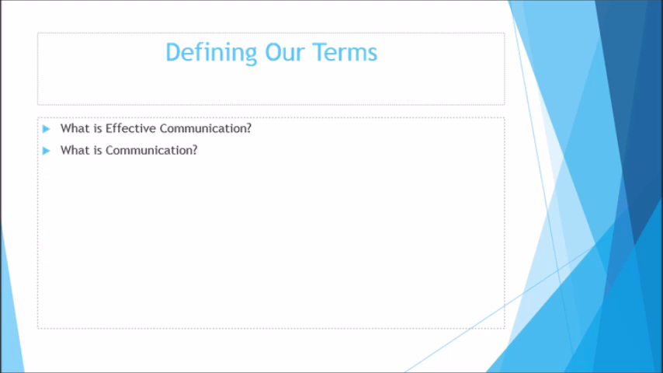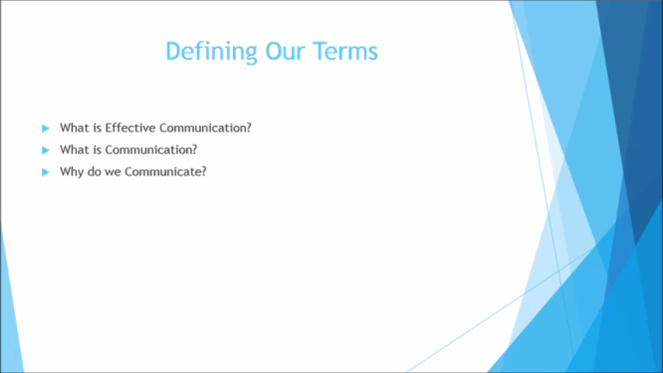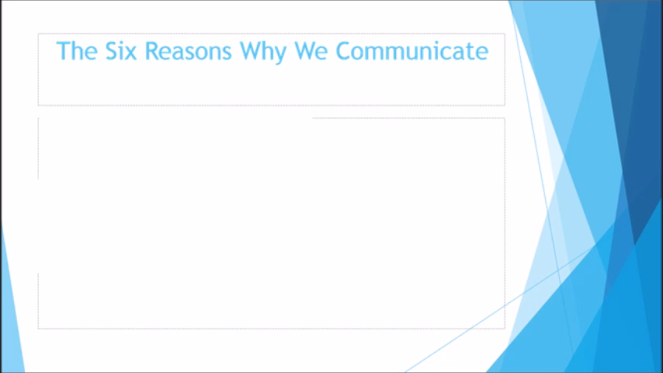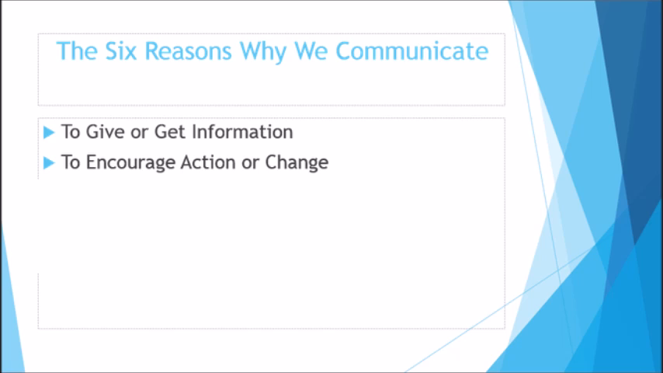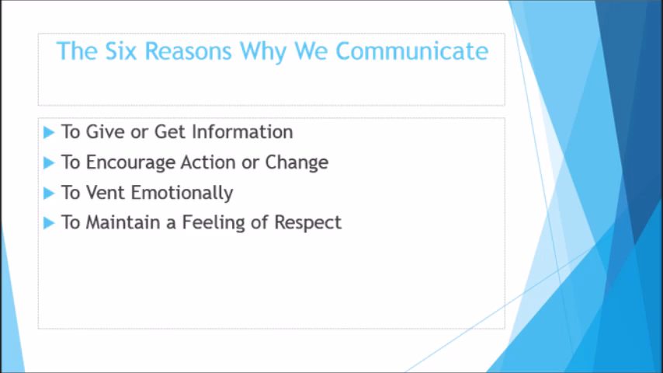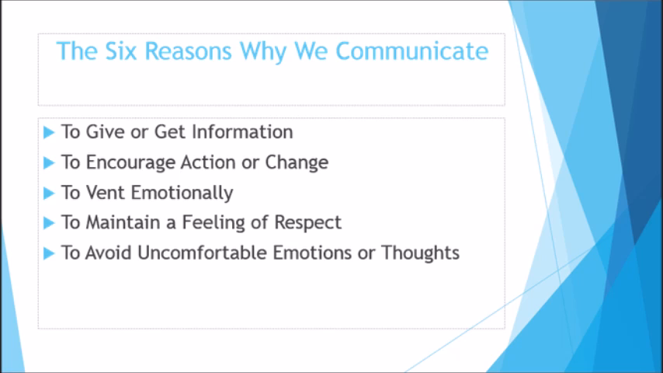Now that we've defined what communication is, as well as having a look at how we do it, we should probably ask why we communicate, because you can only judge the effectiveness of an action by how well it meets its own aims. Broadly speaking, there are 6 reasons why people communicate. The first is to give or get information. The second is to encourage action or change. The third is simply to vent emotionally. The fourth reason is to maintain a feeling of respect, whether that's self-respect or the respect of the people around us. The fifth is to avoid uncomfortable emotions or thoughts, and the sixth is to create excitement or end boredom, although some might define those last two as part and parcel of the same thing.